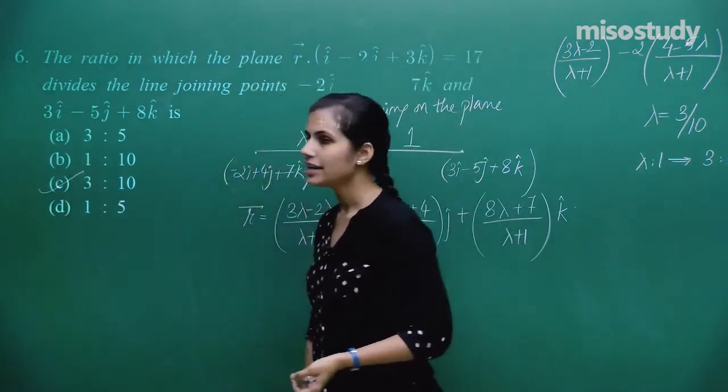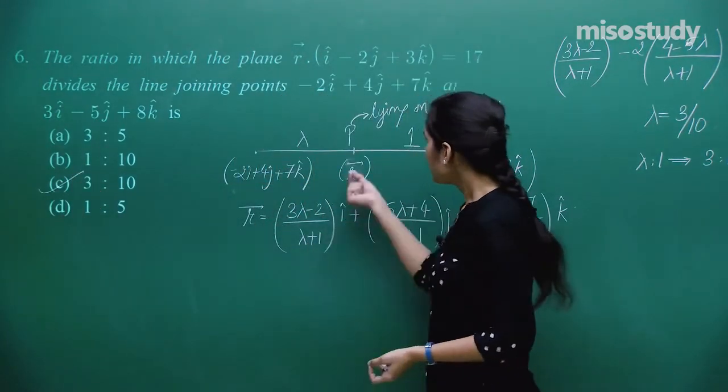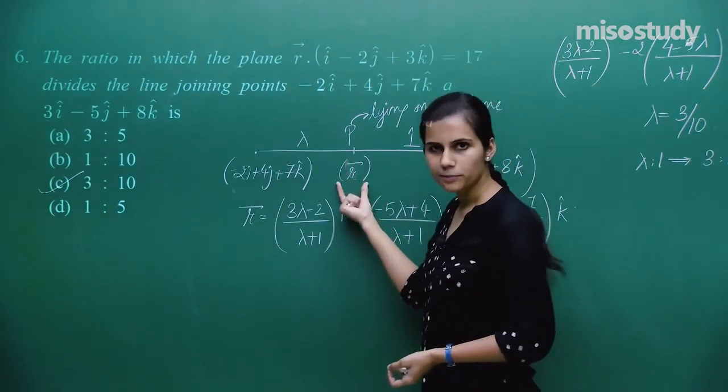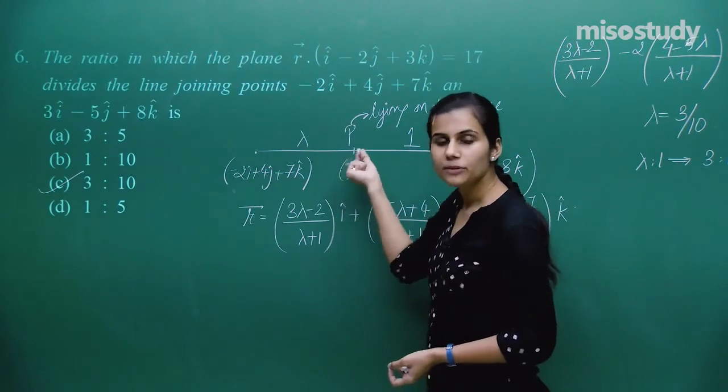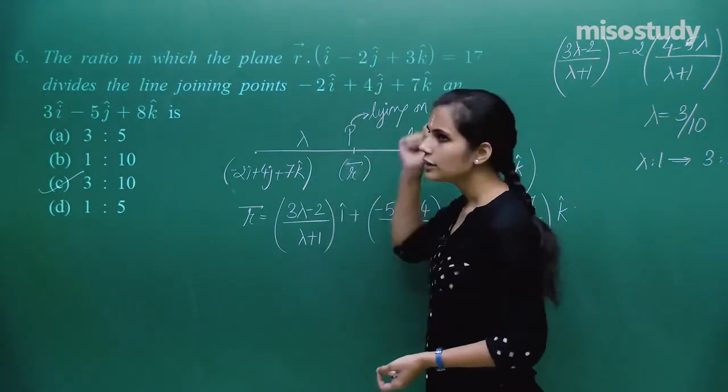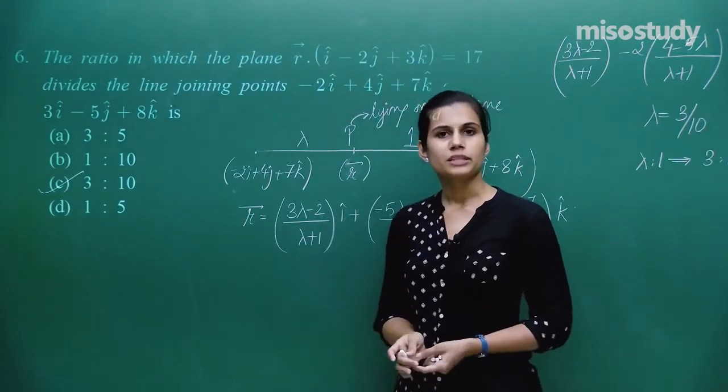Very nice question and very easy question itself. Just a point will be there at which this plane will be dividing. So I will find the position vector of that point. Because this point is the intersection point of the plane and the line, the position vector of this point P will be satisfying the equation of the plane, and that is going to give me the value of lambda.